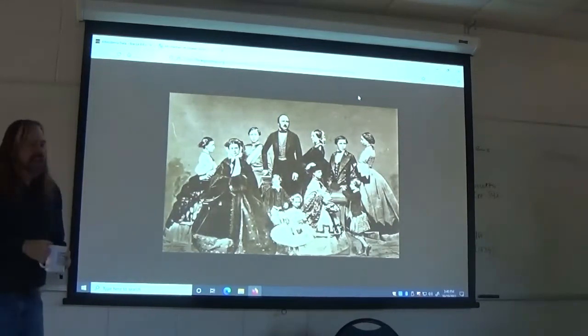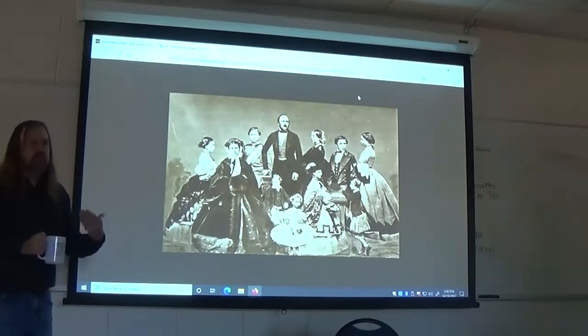The answer is no. Yes, Victoria's husband was much like Queen Elizabeth II's. Prince Philip was her husband, right? He was the prince consort. She outranked him. Prince Albert was Queen Victoria's husband. He was the prince consort. So this is a picture of the entire royal family. Husband, wife, all the children.